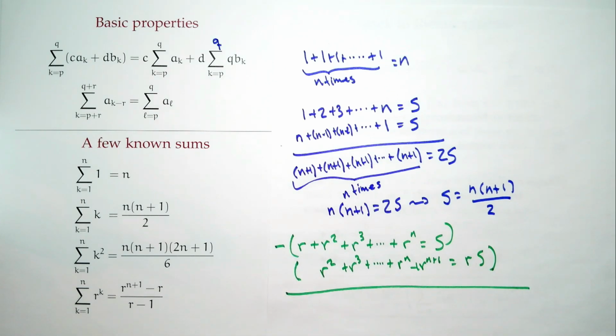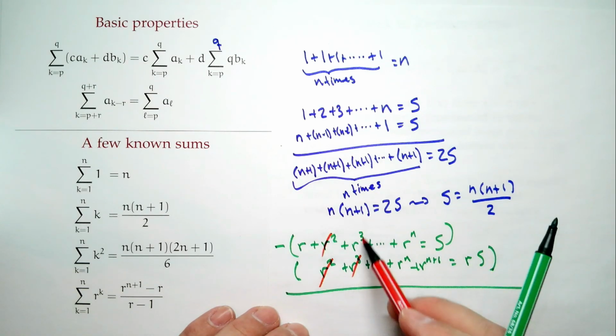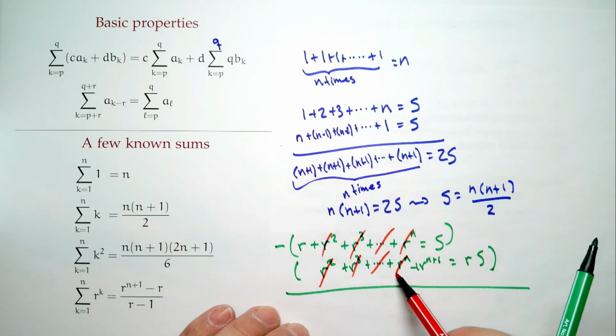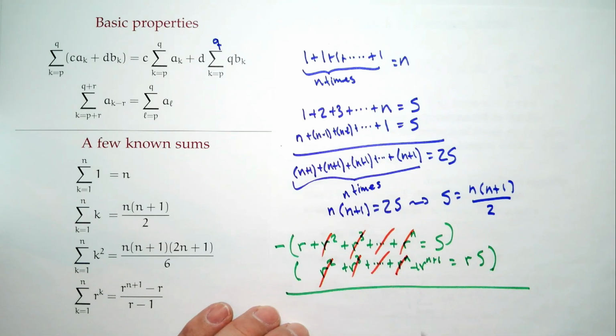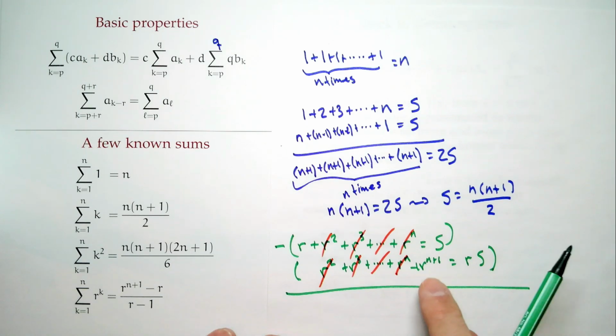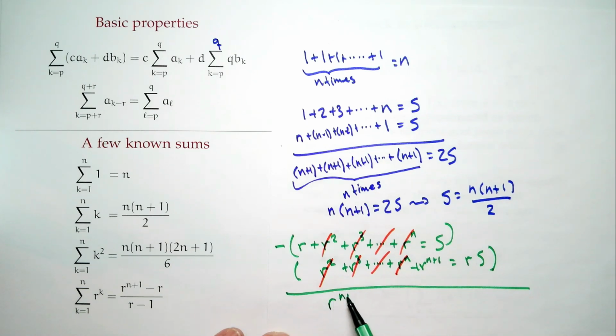If we do that, you'll notice a lot cancels. R squareds cancel, r cubes cancel. Everything cancels. Well, not everything. Wait, what didn't cancel? R to the n plus 1 didn't cancel. And then there was a minus r that didn't cancel. But that's equal to r times S minus S. So that's equal to r minus 1 times S. And therefore S, the sum we want, is r to the n plus 1 minus r over r minus 1.